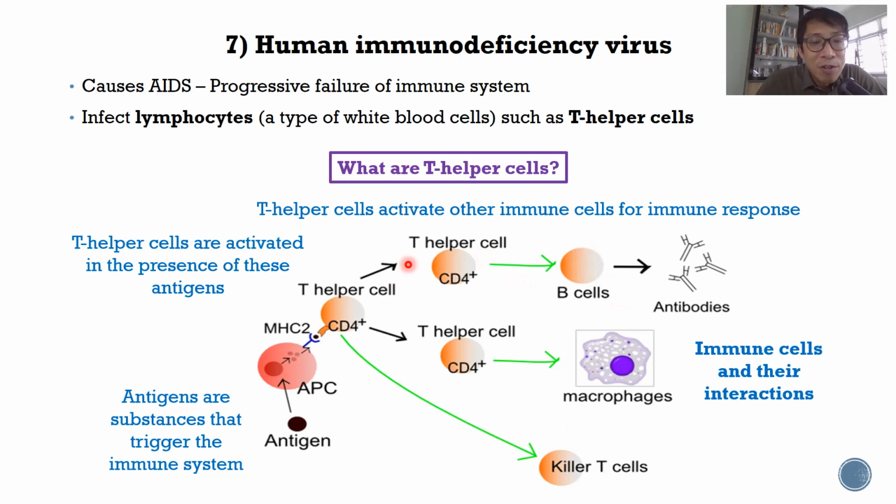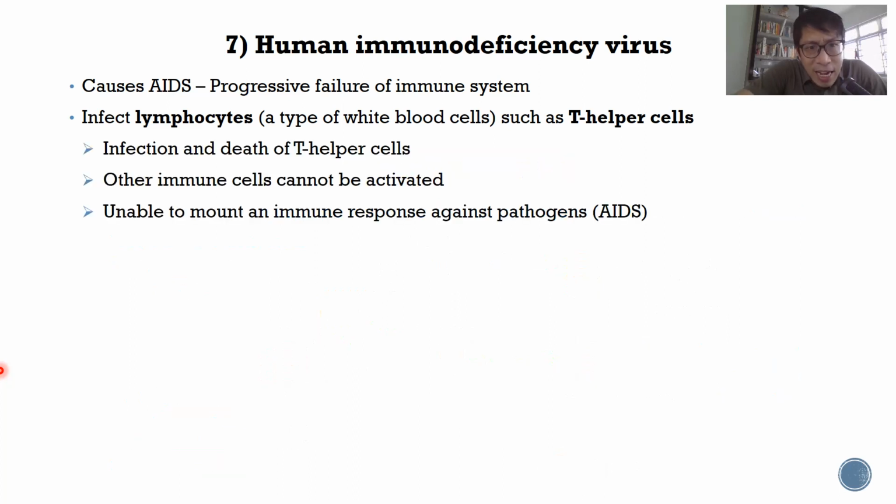So T helper cells play a very important role in activating the other cells for immune responses when we have an infection. So when HIV infects the T helper cells and they die as a result, that means that our immune system is not going to function, right? The other immune cells are not going to be able to be activated. All right. So, we have kind of talked about this already.